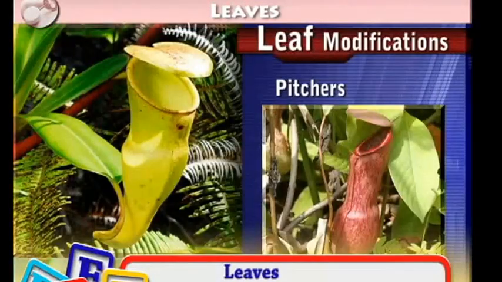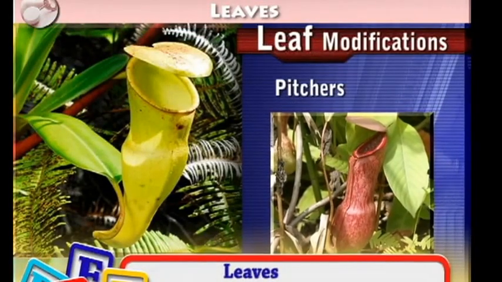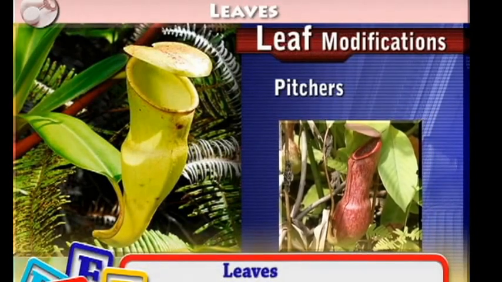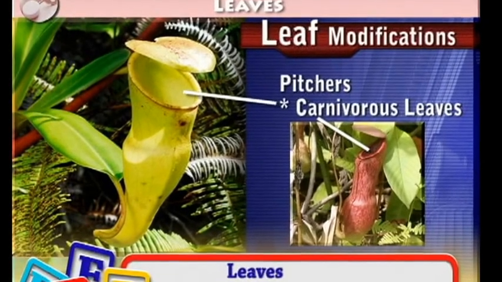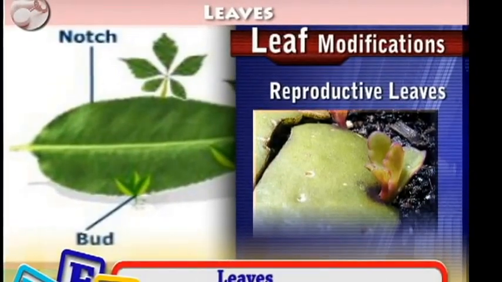Then we have the pitchers. These are leaves whose parts have turned into a carnivorous style. They capture and then digest insects. These are insectivorous or carnivorous plants, and we refer to them as pitchers. Part of them adapt in such a way that they trap insects, grab them, and then digest them and use the nutrients.